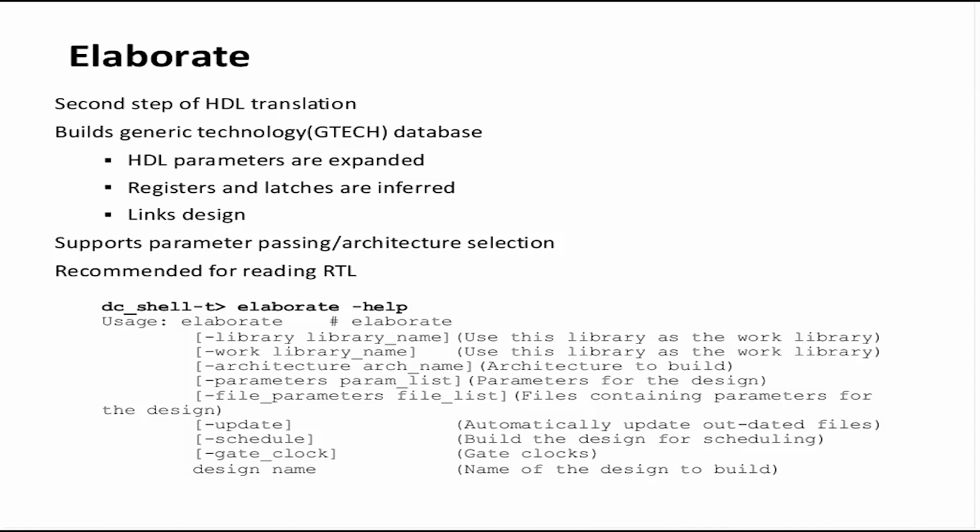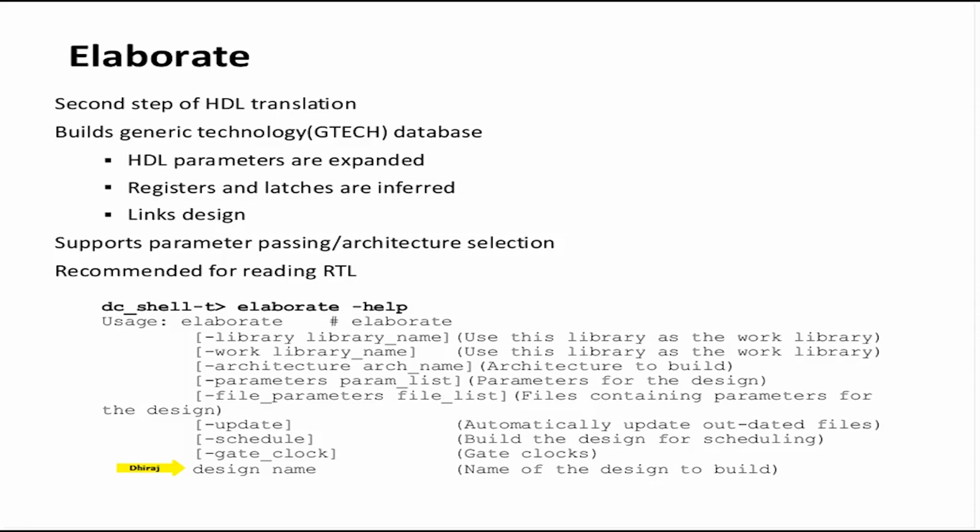Again, you could do elaborate minus L. Again, it has so many options. This is VHDL specific. This is Verilog specific. You could read about the options here. The most important thing is the design name. We'll see a bit more about the gate block later in the flow. The design name is the top level of the design.